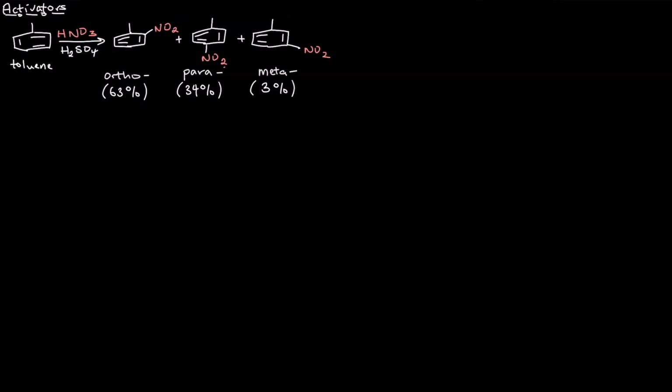Okay, so we've established that toluene undergoes electrophilic aromatic substitution with HNO3 faster than benzene, so it's about 25 times faster, and that's because the alkyl groups are activating groups in this particular reaction. We've also established that it's ortho-para directing, so you get more of your ortho-para products than your meta products.